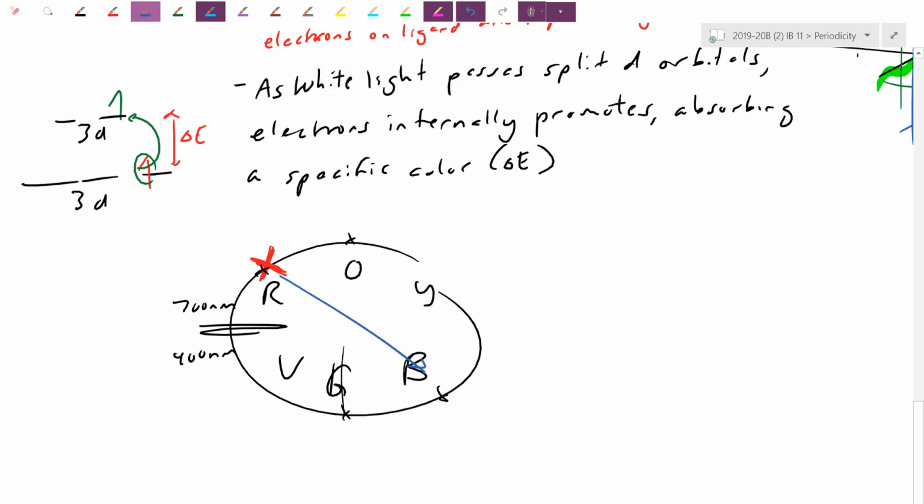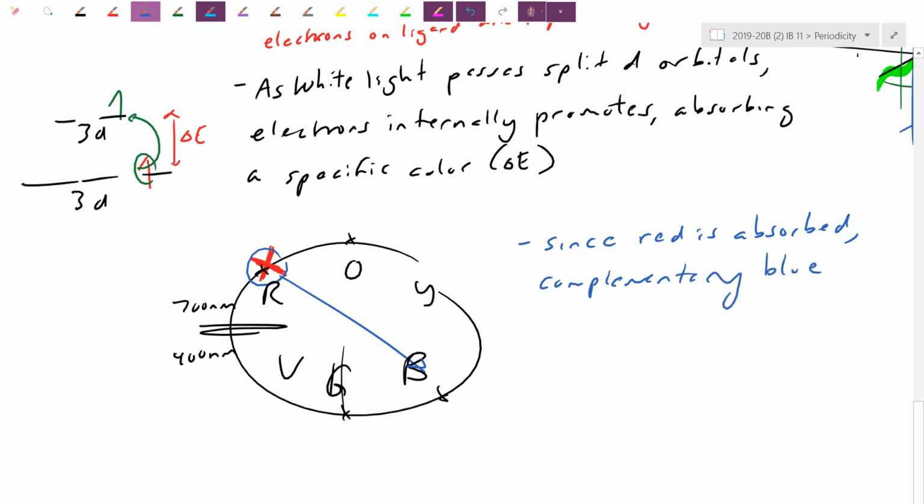So the reason why the solution looks blue isn't because it's absorbing blue. It's not sucking away the blue and then somehow showing off the blue. It's because it's sucking away the opposite. So you're just going to finish this off here and say, since I didn't know this until experimentally, since red is absorbed, the complementary, the opposite side of the color wheel, the complementary blue is, I would use words like transmitted.